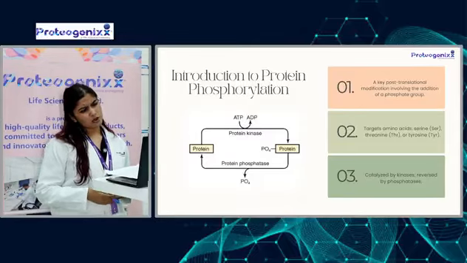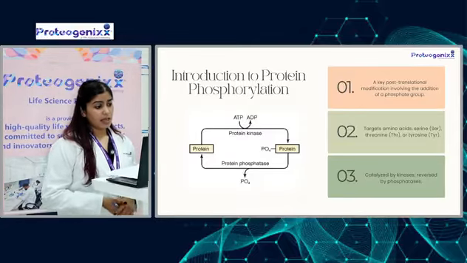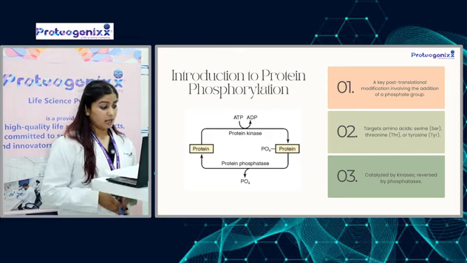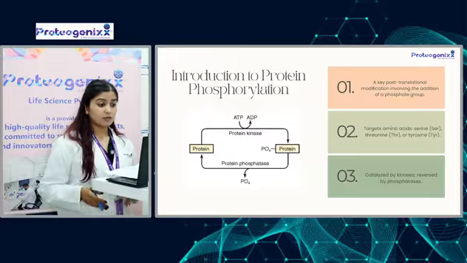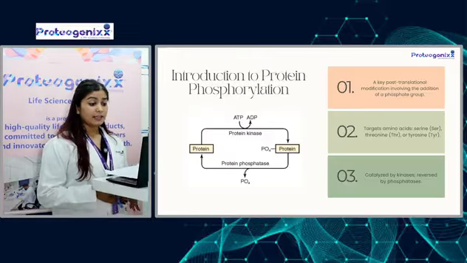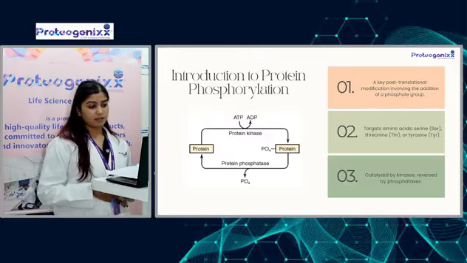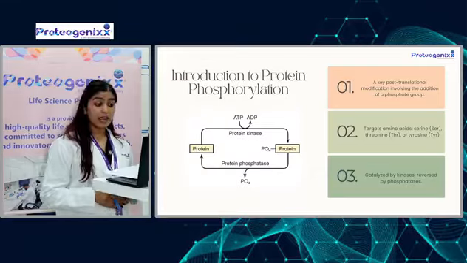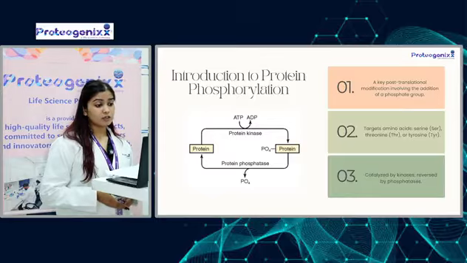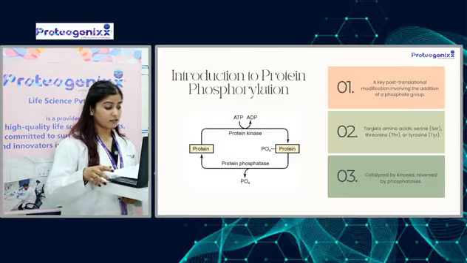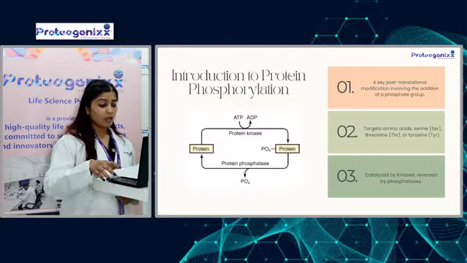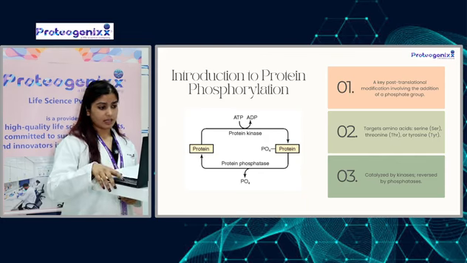Now, why are we just talking about protein phosphorylation? Protein phosphorylation is the most studied PTM, which adds a phosphate group to amino acid residues like serine, threonine, and tyrosine. They are catalyzed by the kinases and reversed by the phosphatases. And aberrant protein phosphorylation is linked to cancer, diabetes, neurodegenerative disorders, and inflammatory disorders, thus making it a valuable biomarker and therapeutic target.